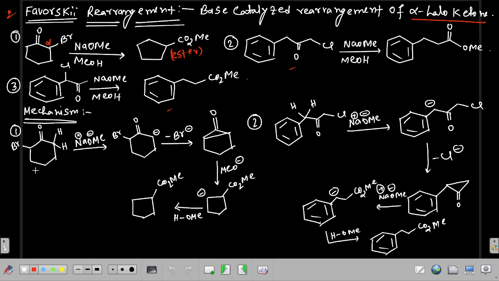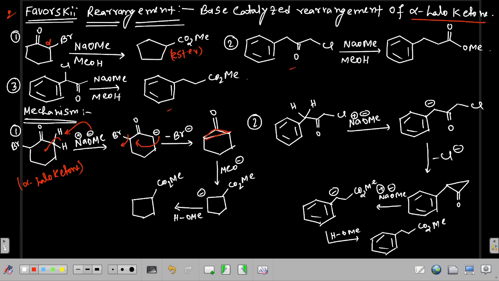For the mechanism of the first reaction, this is our alpha halo ketone. We are using sodium methoxide as a base, so it will abstract the proton from here and it leads to the formation of this anion. Now this anion will attack on this carbon and it leads to the removal of this bromide ion, that is halo group, and it leads to the formation of this three-membered ring.